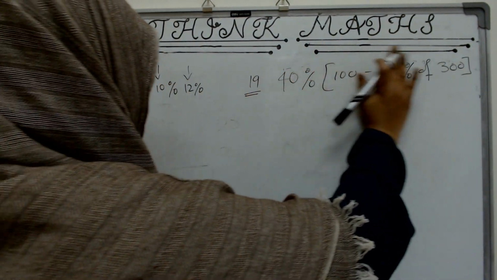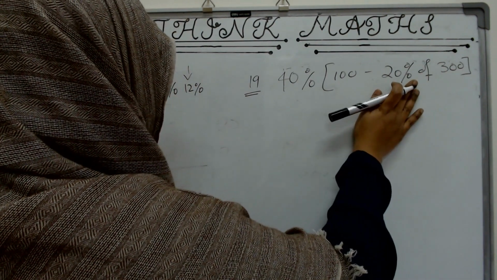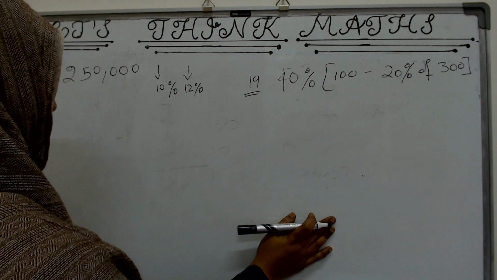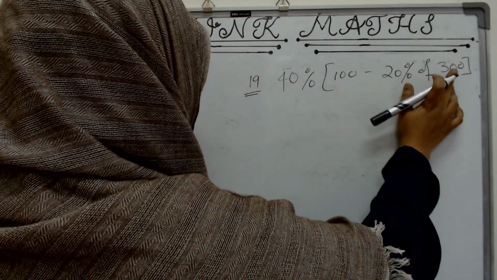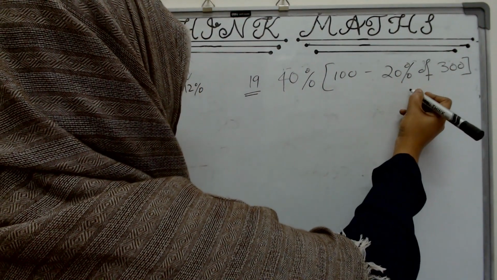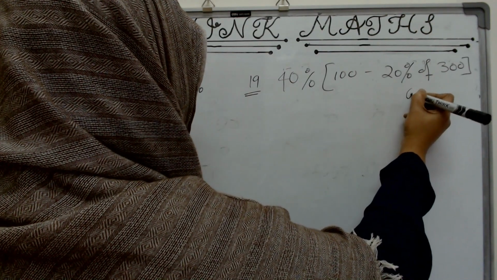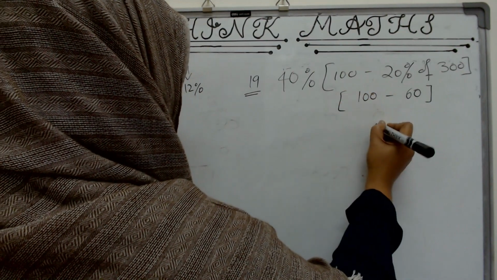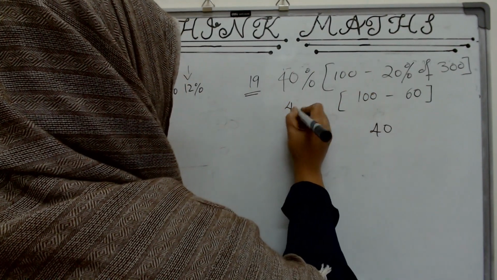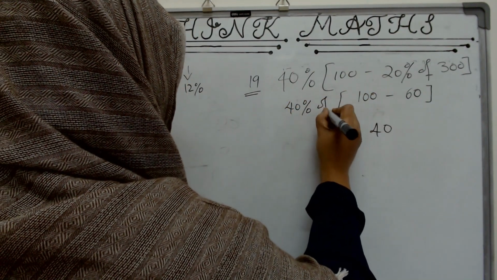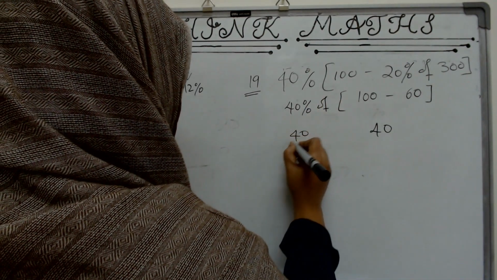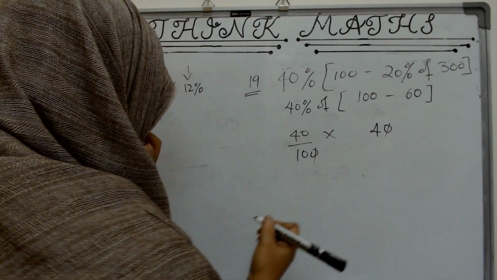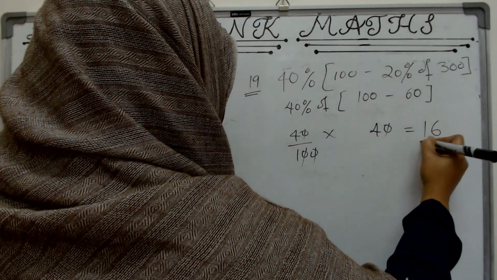Always deal with the brackets first. What is 20% of 300? 20% of anything is just 1 by 5. So what is 1 by 5 of 300? Divide 300 by 5, then you get 60. So 100 minus 60, which is what? 40. Now what is 40% of 40? So how do we do that in maths? You do this, and then the answer is 16.